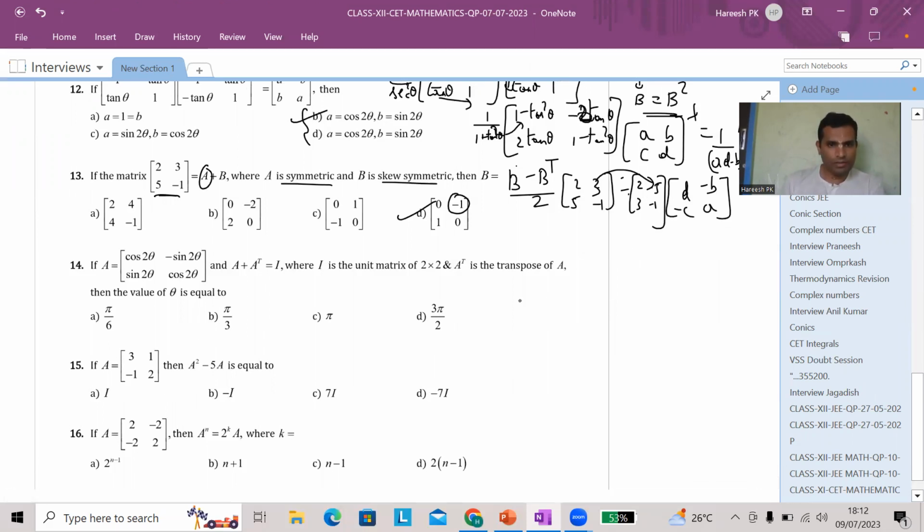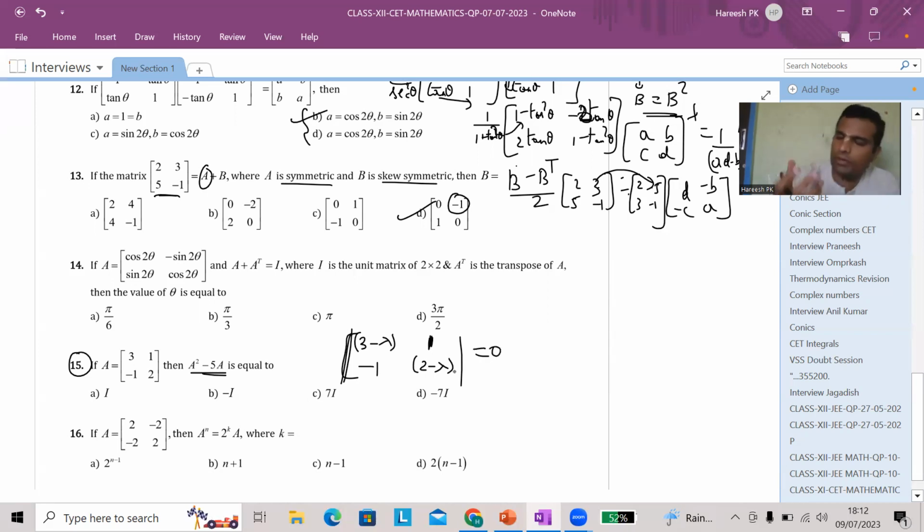What about the 14 and 15? Let's first do the 15th one. Whenever they ask a square minus 5a, etc., we can directly write the characteristic equation for a matrix. Just write this as 3 minus lambda, 2 minus lambda, and take the determinant of this matrix once you add minus lambda to the principal diagonal elements. And equate the determinant to 0. When you equate the determinant of A minus lambda I to 0, you get the characteristic equation.